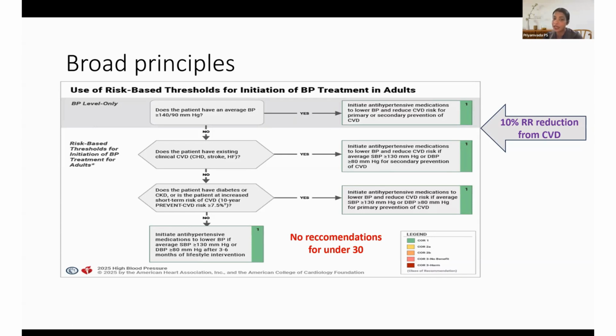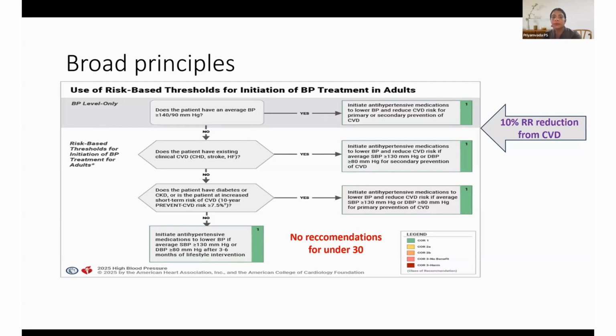Similarly, if the patient has diabetes or CKD, or using any of the scoring systems, if the score or the PREVENT score shows us a very high risk of adverse cardiovascular outcomes in the next 10 years, again, we keep the threshold for treatment at 130/80.